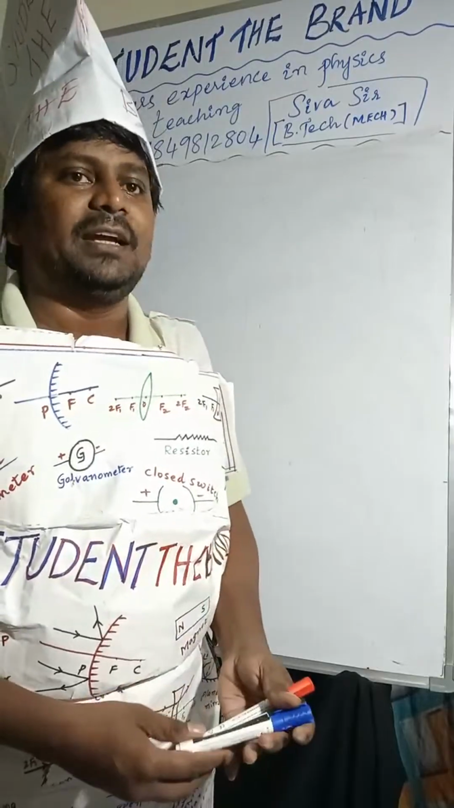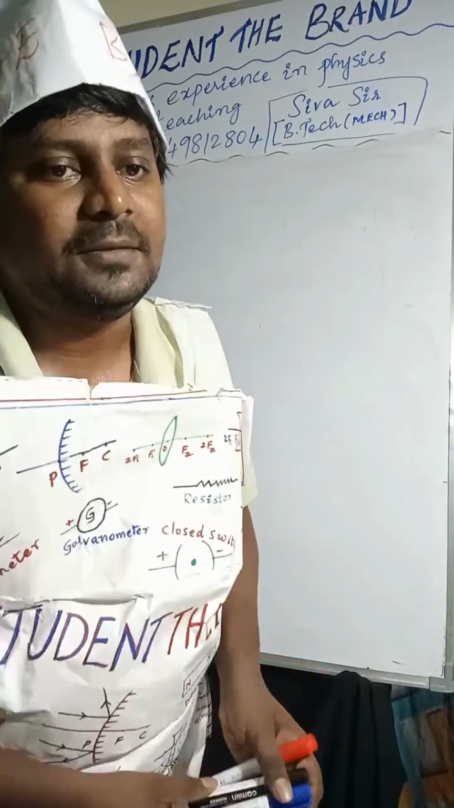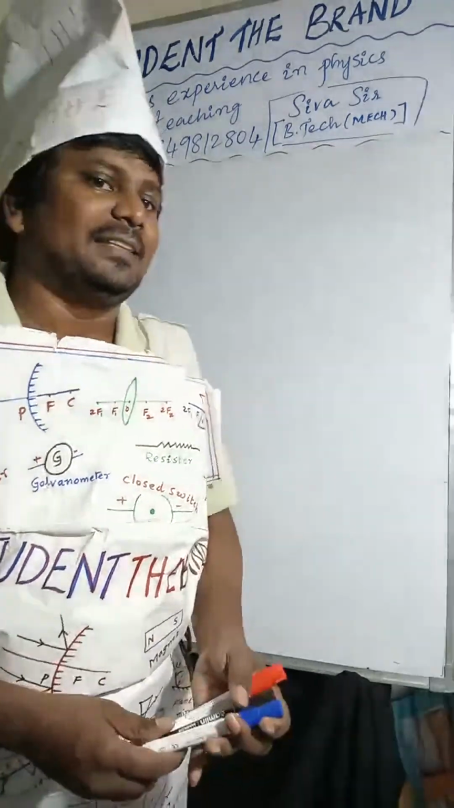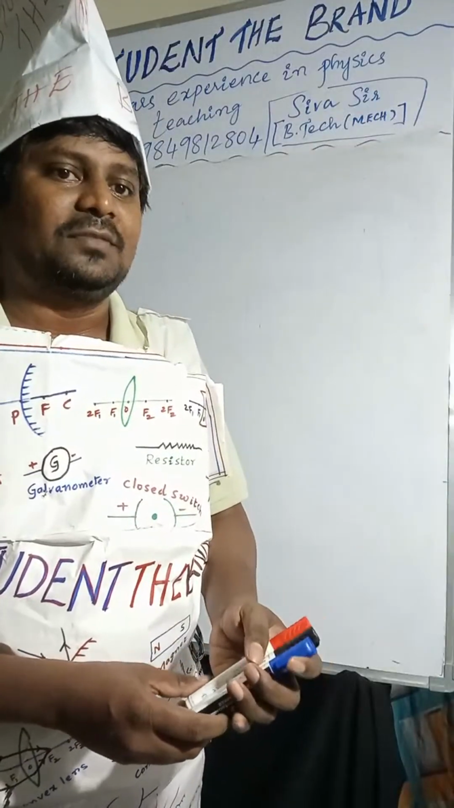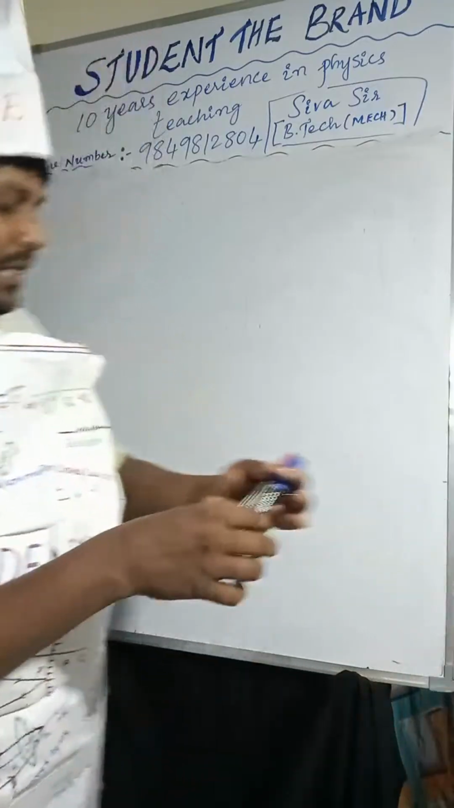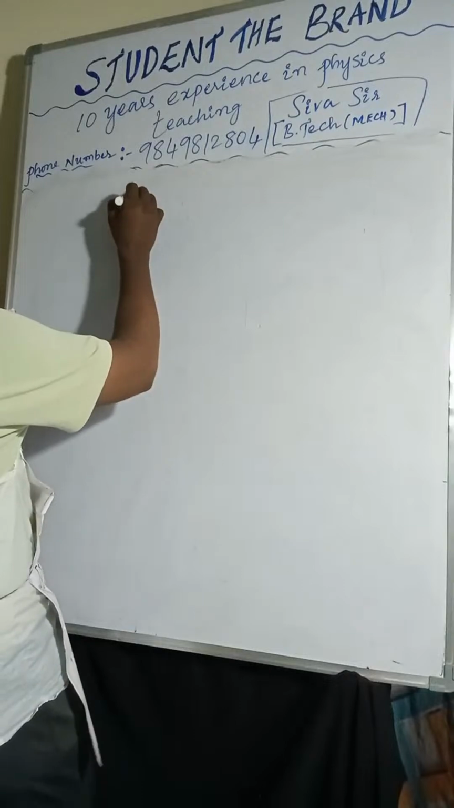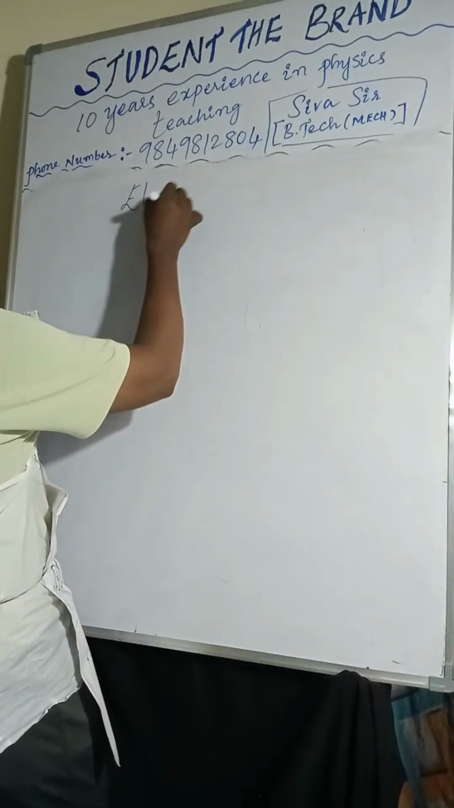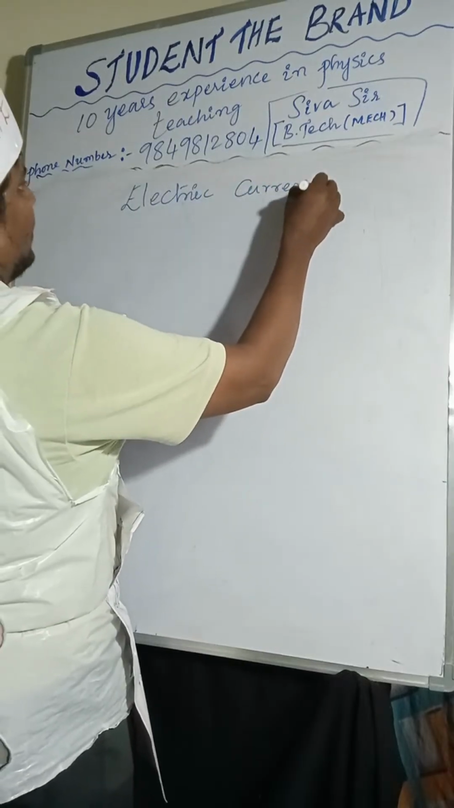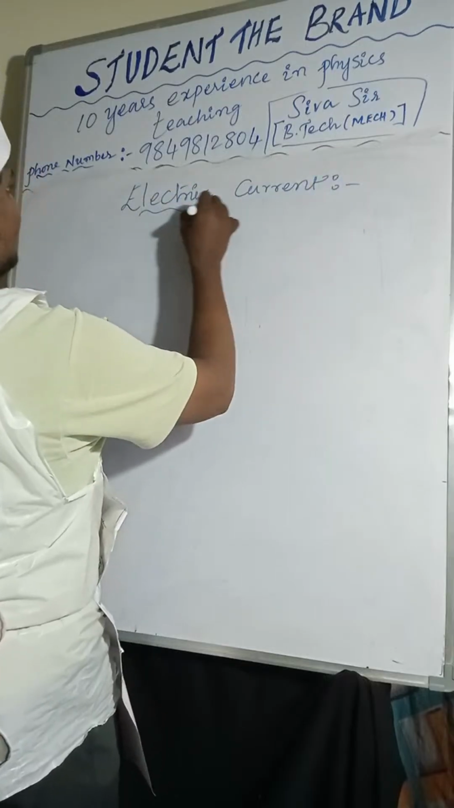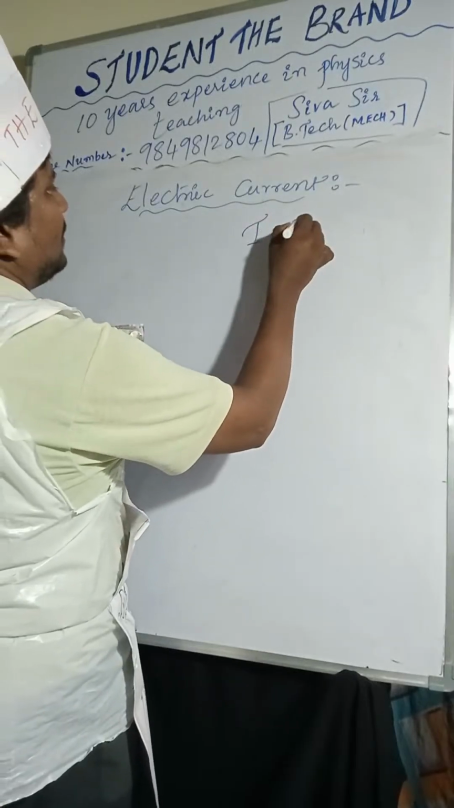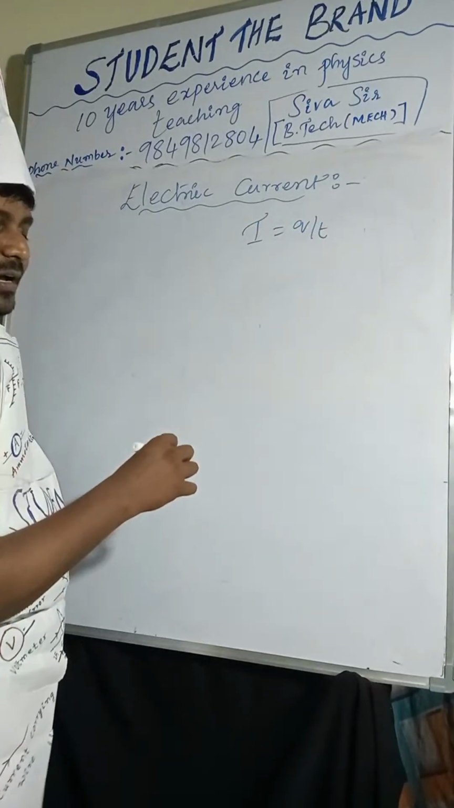I equals Q by T. The rate of flow of charge is called electric current. In this topic we'll discuss I equals Q by T. So what is I? Flow of charge.